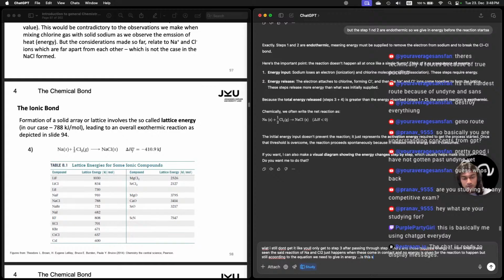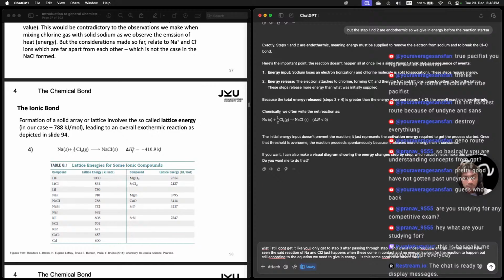Is this some sort of case where the compounds absorb energy from the atmosphere or surroundings?